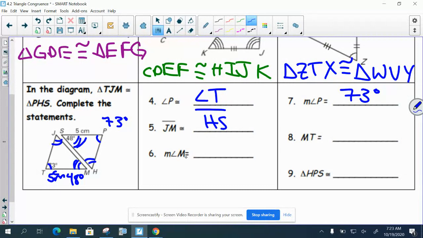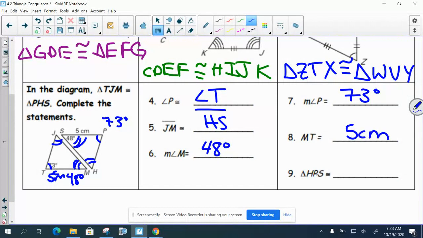And then what's the measure of angle M? That would be 48 degrees. What's the measure of MT? Because when it has no segment symbol on top of it, then we're talking about the measure. So that would be 5 centimeters.